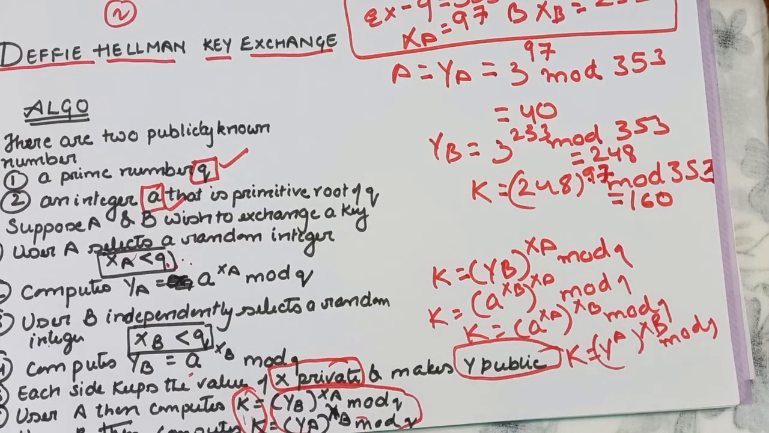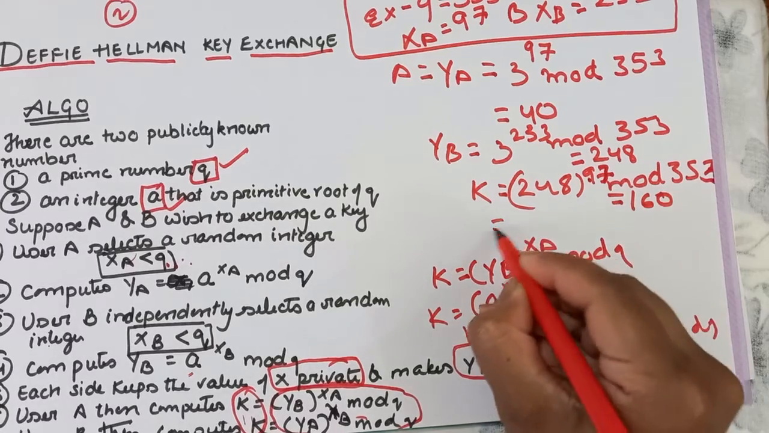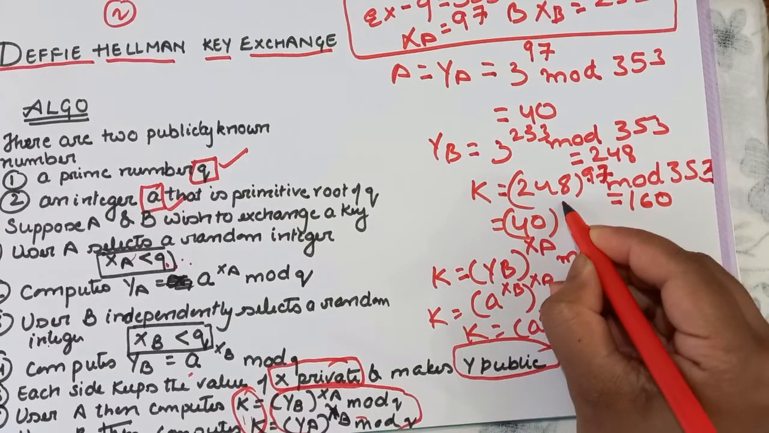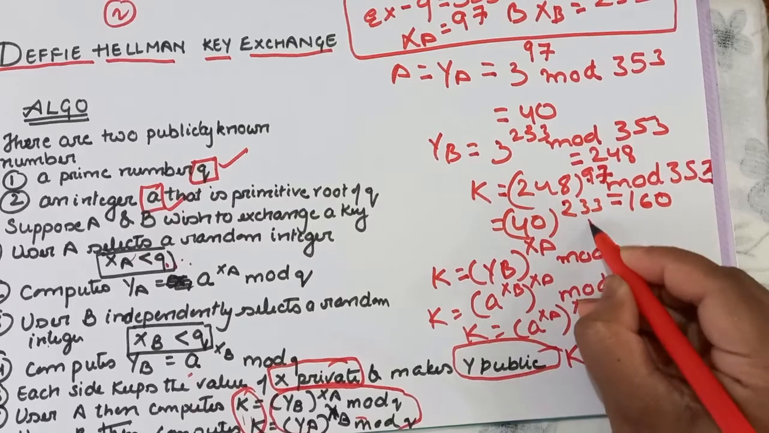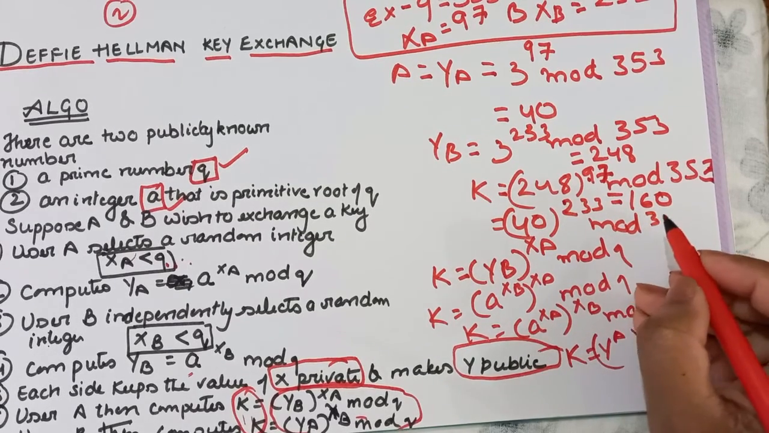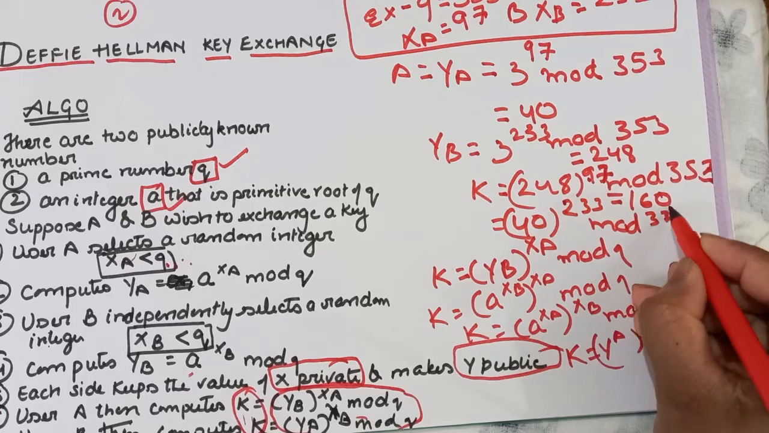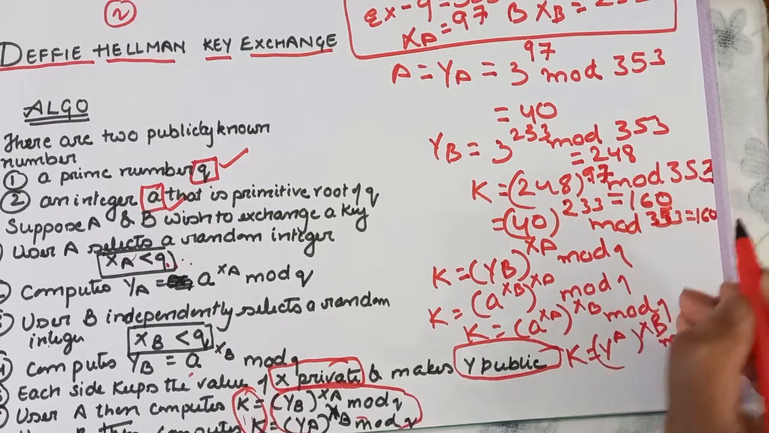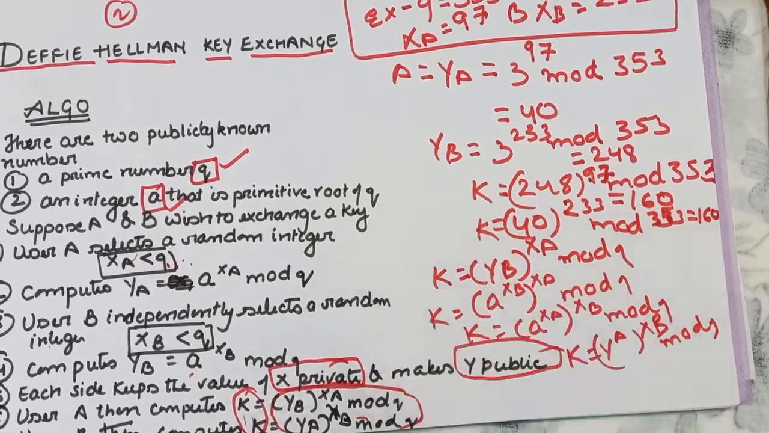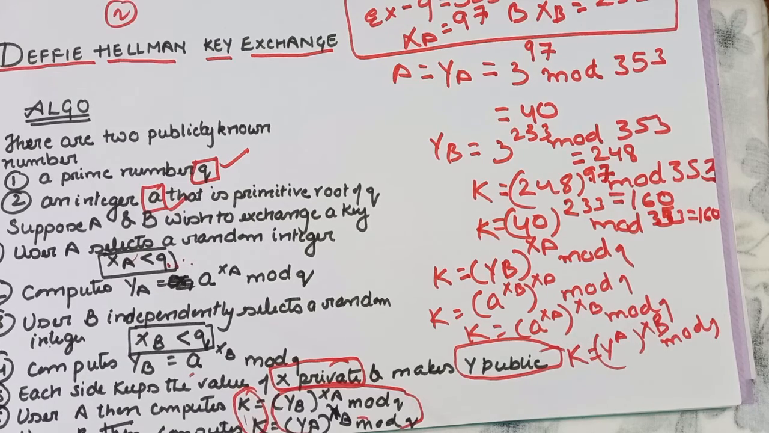Similarly, when the other side B calculates the value of K, the value of K will now be 40 to the power 233 mod 353, which is going to give me again 160. Right, so both the values are the same. This is how the questions for the Diffie-Hellman exchange are asked. Often the values of q, a, xa and xb are given, and you're supposed to find out which key is being shared. Okay, so that's easy for you.